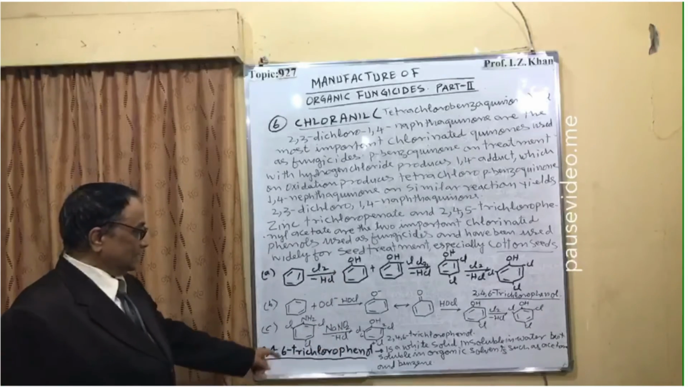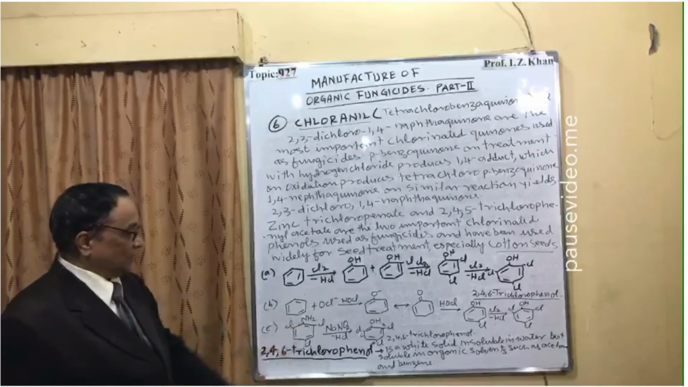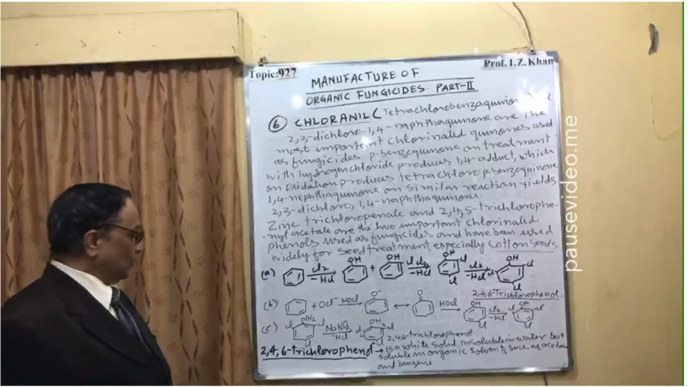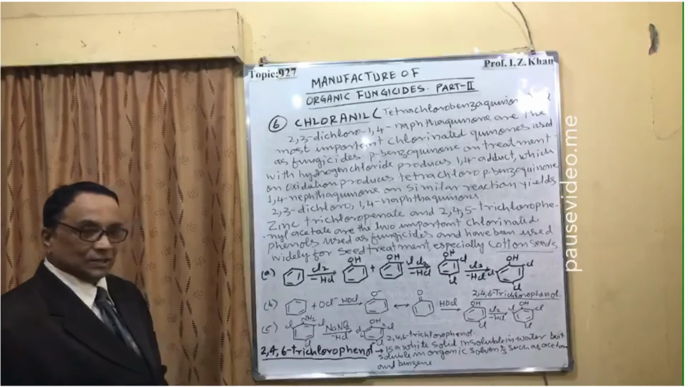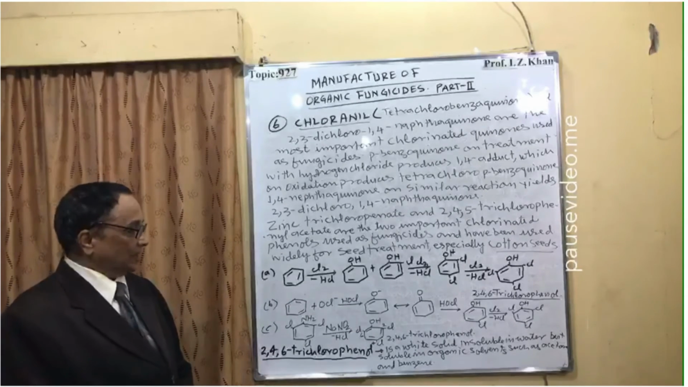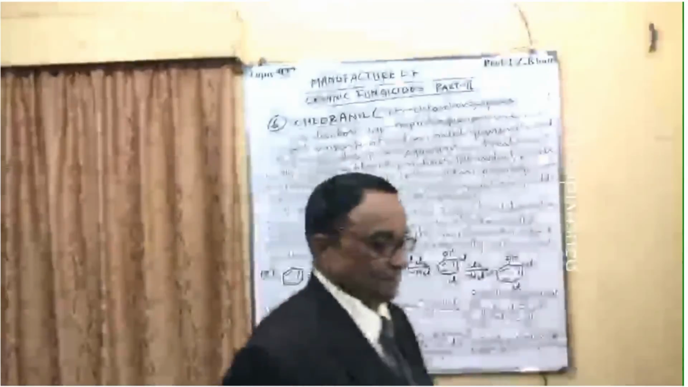In the C reaction, when trichloroaniline is treated with NaNO2, you will get 2,4,6-trichlorophenol. 2,4,6-trichlorophenol is a white solid, insoluble in water but soluble in organic solvents such as acetone and benzene.